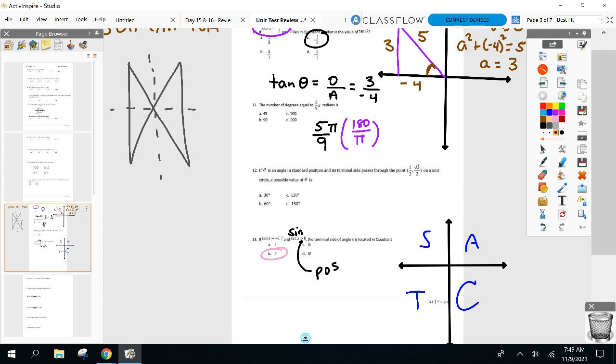Even if you forgot what to multiply by, pi is equal to 180, so you can just plug in 180 instead of pi. It's up to you. Pi's cancel in this case. 5 times 180 divided by 9. What are we looking at there? 100 degrees? There we go. All right, so pi equals 180, so you can just substitute in 180 for pi.